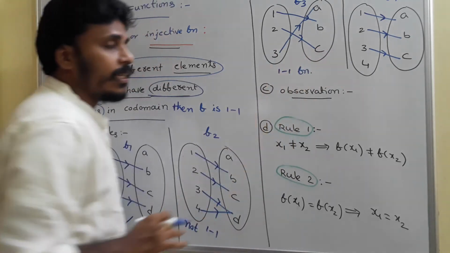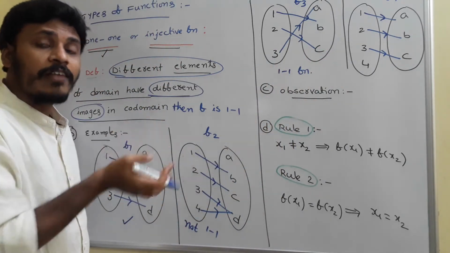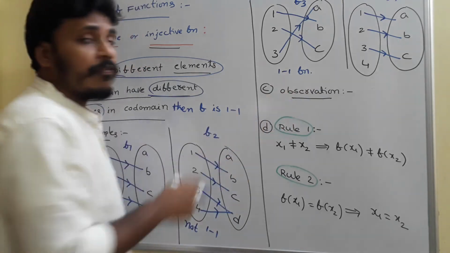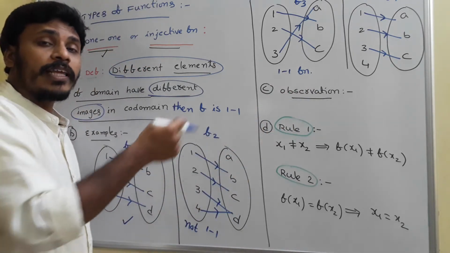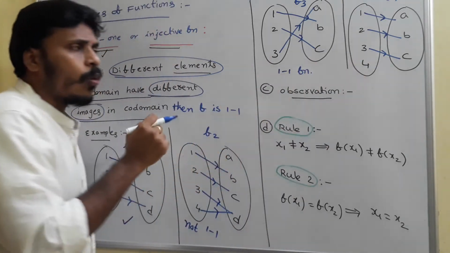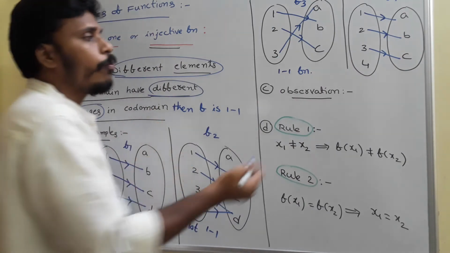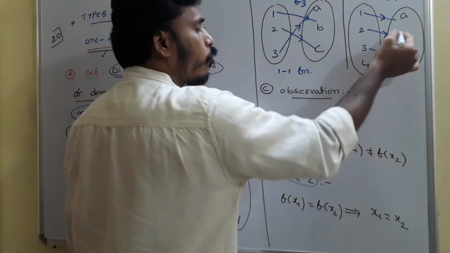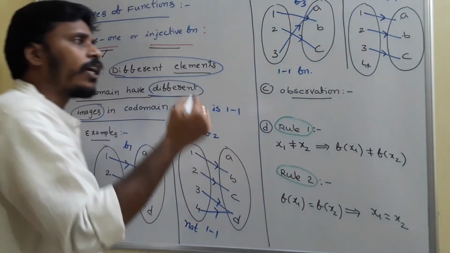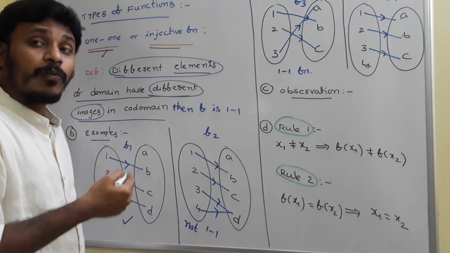If you leave it like that, it looks one-one, but it is not a function basically. To make it a function, we need to give a corresponding image for this element 4. So what is the image for 4? You may connect this 4 to a, or to b, or to c. If you connect to any one of those 3 elements, then what happens?